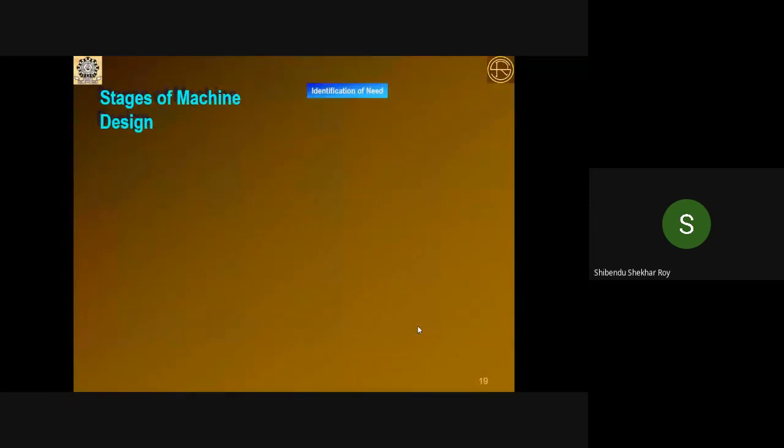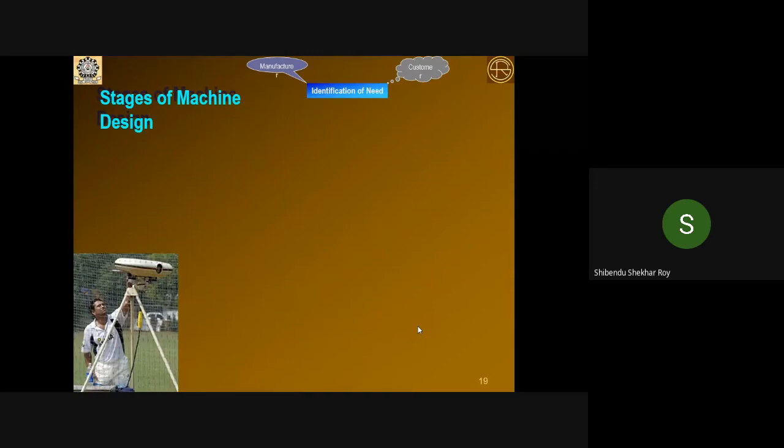Now, I mentioned yesterday that the identification of needs is the very first step of the design process, or of developing any new product. I gave one example here: you see Bharat Ratna Sachin Tendulkar in front of a machine, which you identified as the bowling machine. Why is the bowling machine required for that greatest batsman, as you identified yesterday? Let me jot down a few more points that you mentioned.